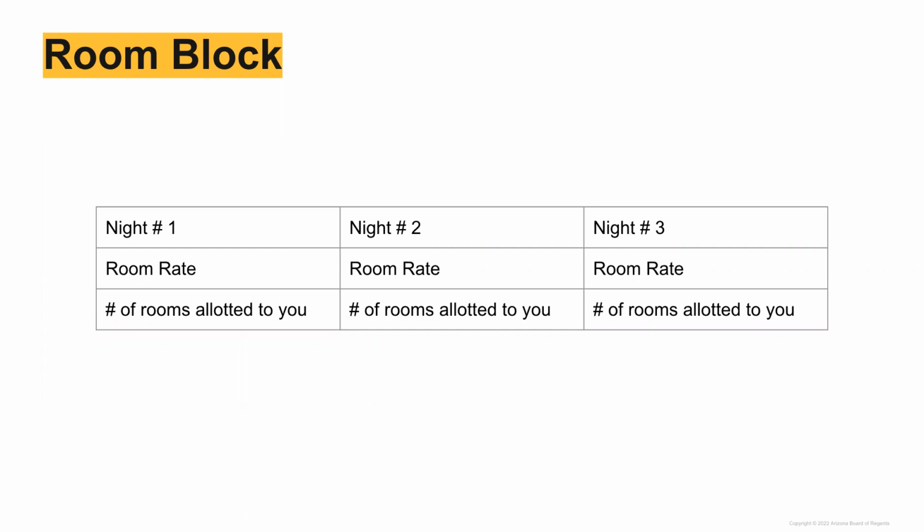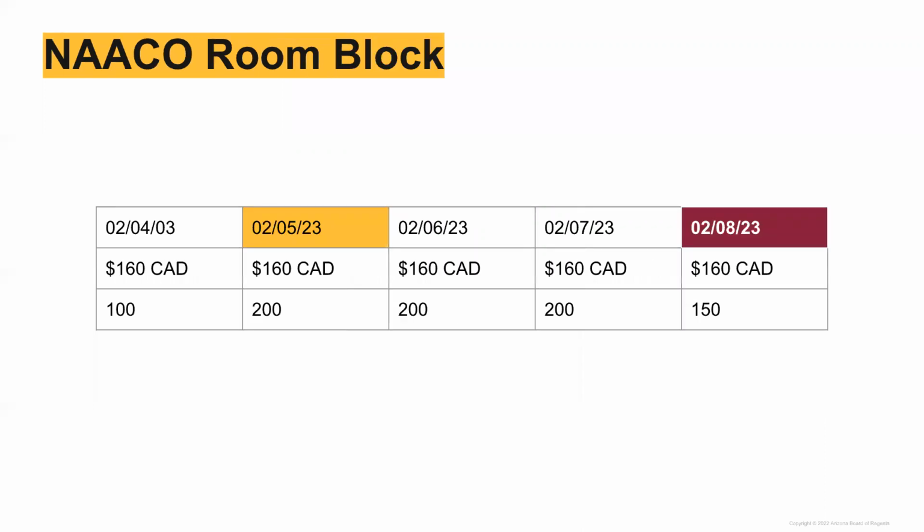For an example, and I don't have the exact numbers for an upcoming hotel block, here's an example for my NACO conference that's next year. Our dates are February 4th, 23 through February 8th, 23. They are offering us a room rate of approximately $160 Canadian. I think when I last looked, it was 130 US, or I could be off with the exact numbers. It may actually be 160 US and then the higher Canadian.